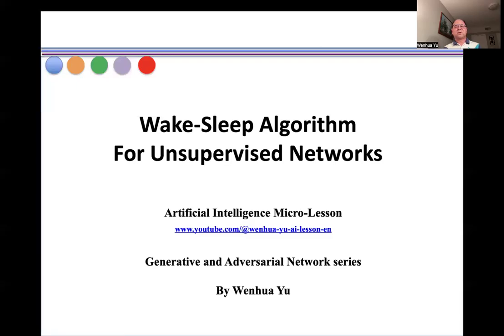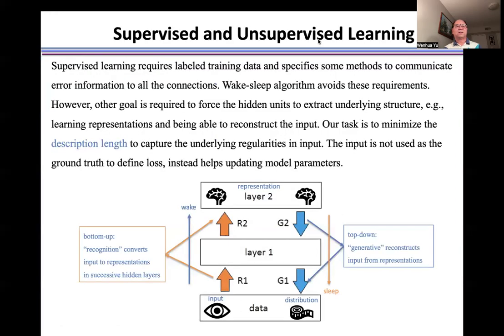In this video, I introduce the wake-sleep algorithm for unsupervised networks. Supervised learning requires labeled training data and specifies some method to communicate error information to all the connections. The wake-sleep algorithm avoids these requirements. However, other goals are required to force the hidden units to extract the underlying structure, for example, learning representations and being able to reconstruct the input.